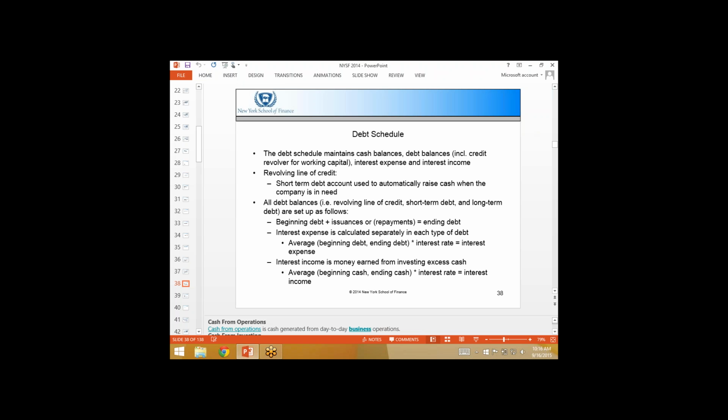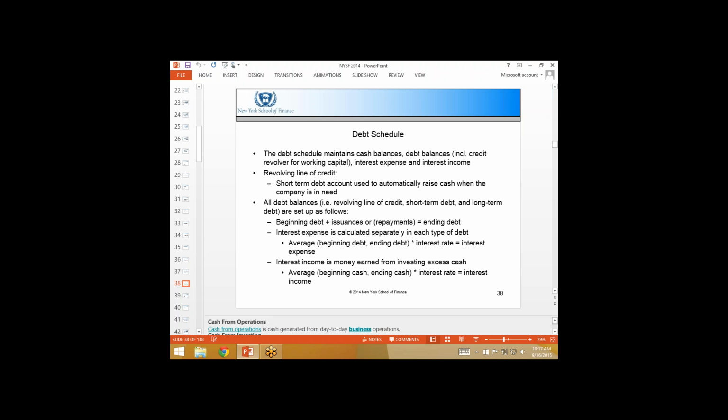It has its most significance later on when we do leveraged buyouts, because the managing debt portion of a leveraged buyout is key to converting a leveraged buyout into a positive return, which we'll talk about. But in general, the point of a debt schedule is to maintain your cash and debt balances, the interest expense on the debt balances, and the interest income on your cash balances. That's the point of the debt schedule.